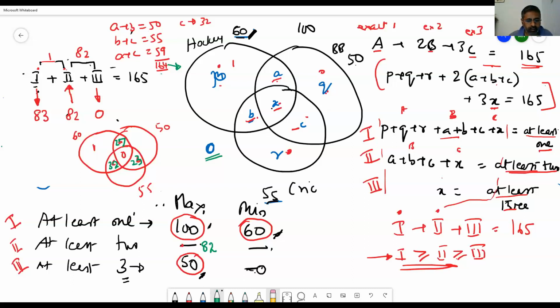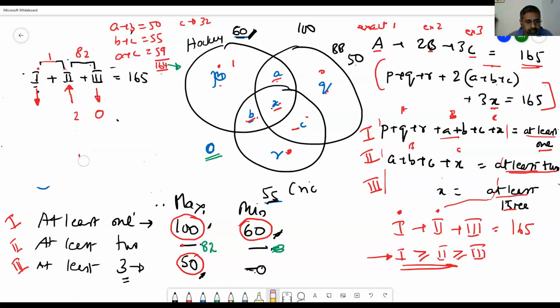Now we have to get the minimum value. What is the minimum value? Minimum value, what do you do? Now we have to look at the whole thing differently. We have to minimize this, which means the other two will have to be maximized, isn't it? Let's minimize this.